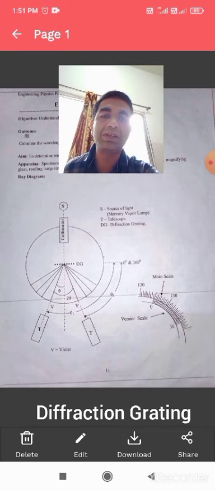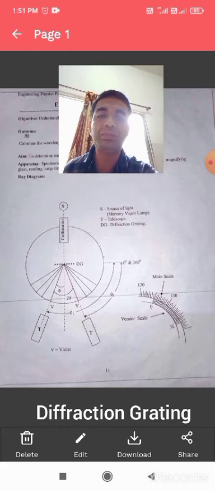Now if you see the window of that spectrometer, within 120 to 130 there are 20 lines, so one line is 0.5 degree. 1 degree is equal to 60 minutes, then 0.5 degree is equal to 30 minutes. So the smallest scale on the main scale is 30 minutes. Then the total number of lines on the vernier scale is 30. So 30 upon 30, 1 minute. So the least count of the spectrometer is 1 minute.